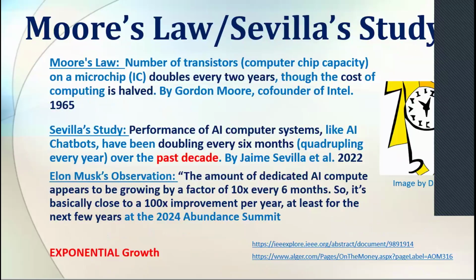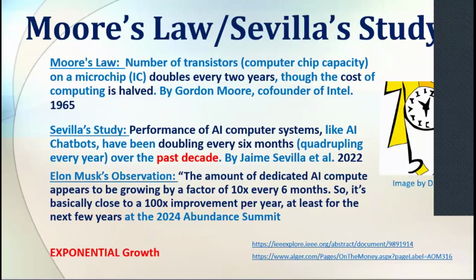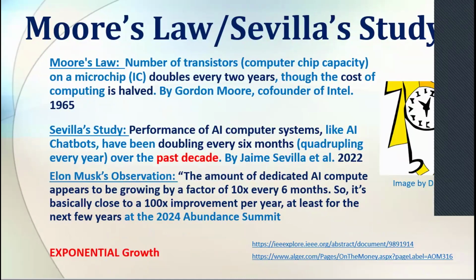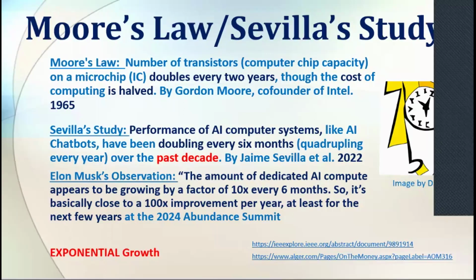Going to turn academic briefly for a minute. You probably all heard of Moore's Law. Originally, Moore's Law was transistors double every year. Gordon Moore revised it to every 2 years and cut the cost in half. By the way, Moore's Law is at its peak. It's no longer doubling every 2 years in terms of chip capacity. But Sevilla, a guy out of Spain, came by and said, AI is doubling every 6 months. Or translated, you don't have to be an accountant or a mathematician, quadrupling every year.